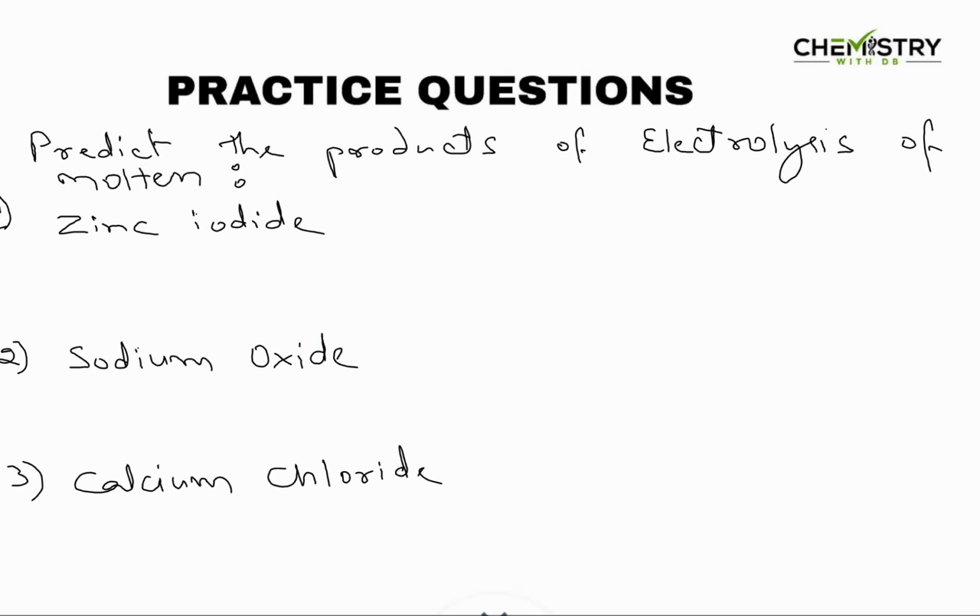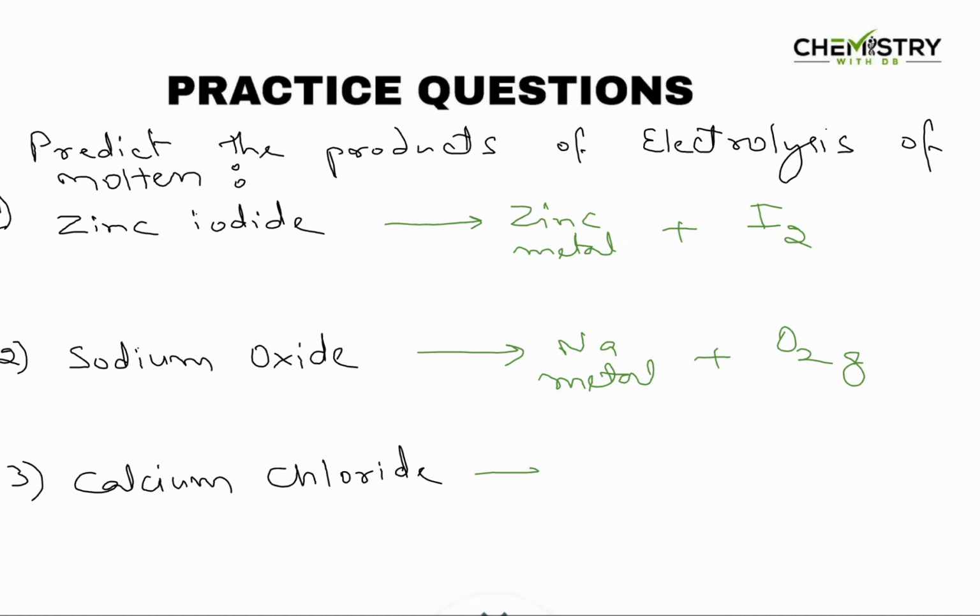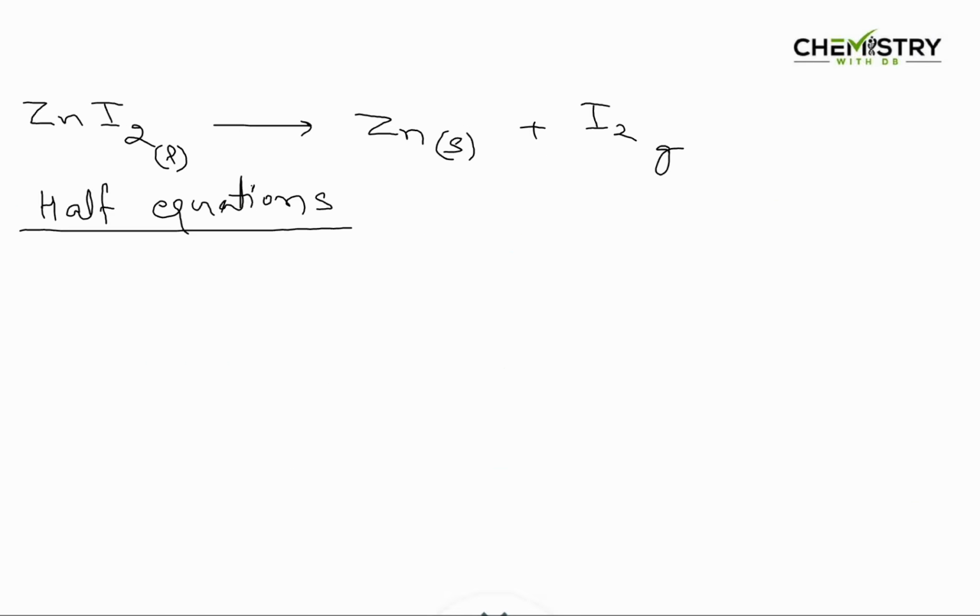So let's see some practice questions from here. Zinc iodide, if you just have to predict the products, what would you get? You would get zinc metal plus I2. Sodium oxide, you will get sodium metal and oxygen gas. Calcium chloride will give you calcium metal and chlorine gas. So this is how very easily you can predict the products if you are given a molten ionic compound and you are electrolyzing it. I hope this video was useful and you were able to understand this.